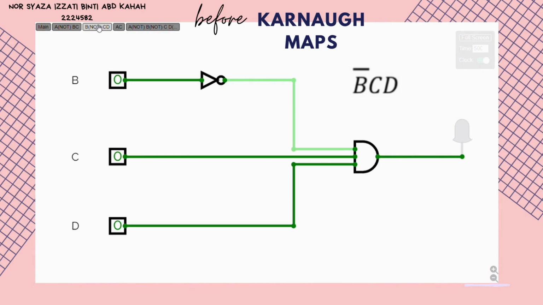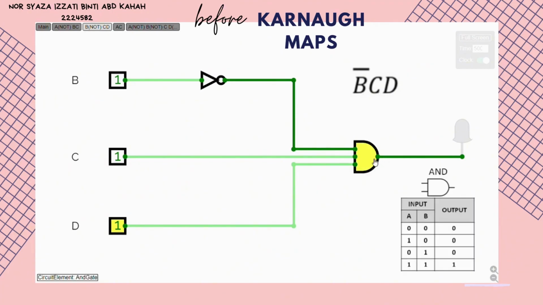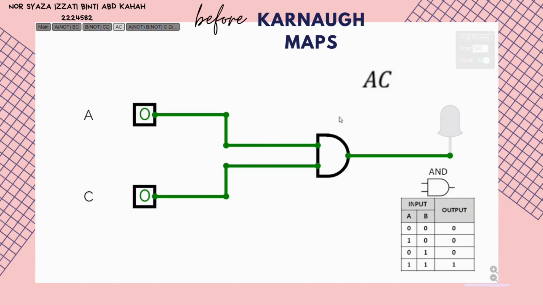Next is B naught CD. The output of B naught CD is also 0 because we are using the AND gate. In order for the output of the AND gate to be 1 or true, it needs all the inputs to be true. For example, if all of the inputs of the AND gate are 1, therefore the output of the AND gate will be 1.